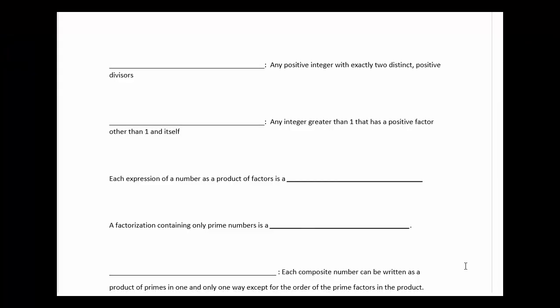Okay, so that brings up a series of definitions. The first one: any positive integer with two distinct positive divisors, just two, we define that to be a prime number. Any integer greater than 1 that has a positive factor other than 1 and itself, in other words, it doesn't fit in the prime category, we call that a composite number.